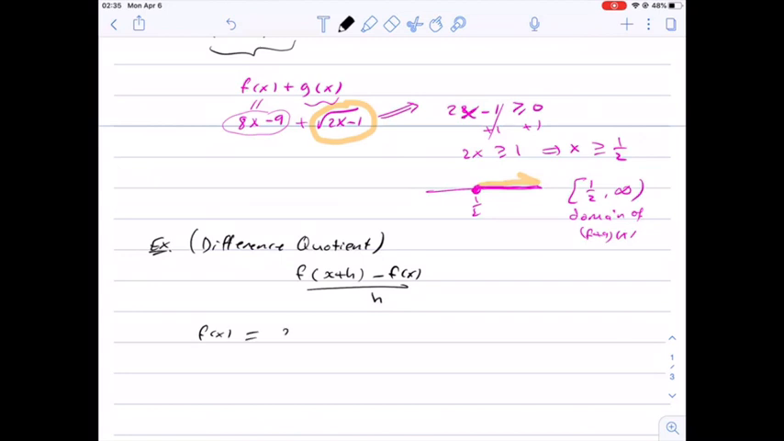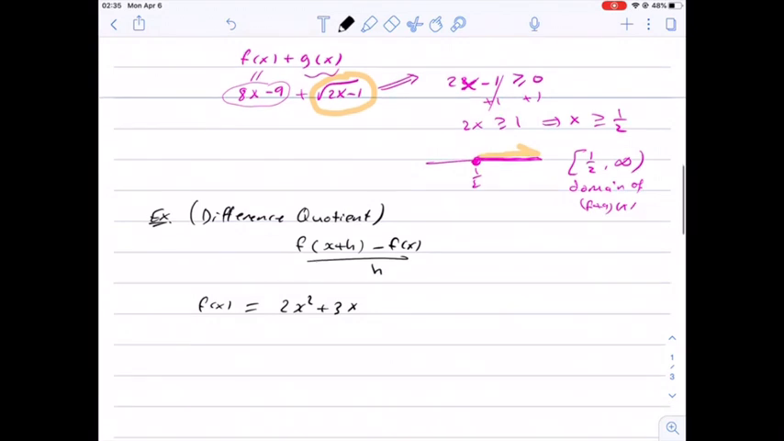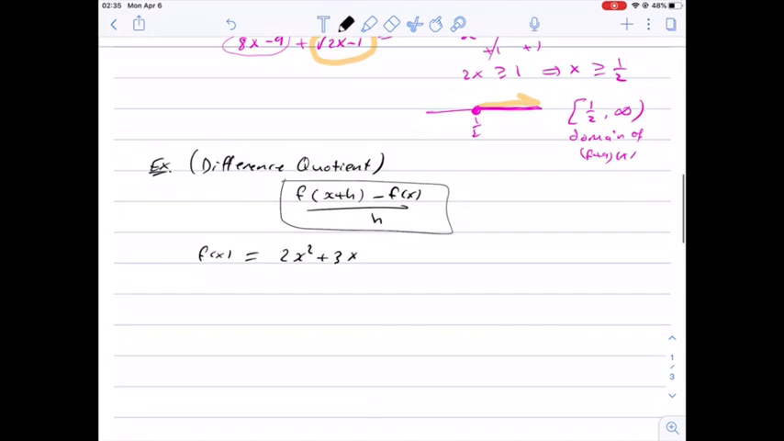So if you are given f of x equals 2x squared plus 3x, and you want to find this expression, in this case we substitute x plus h here. So let's first find f of x plus h. This is 2 times x plus h squared plus 3 times x plus h.